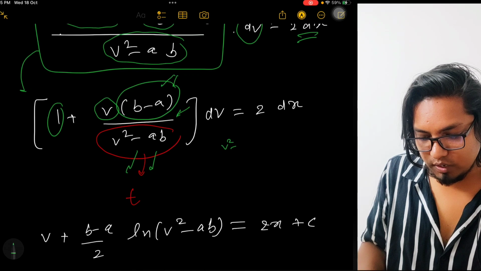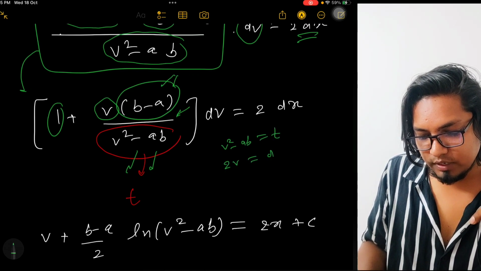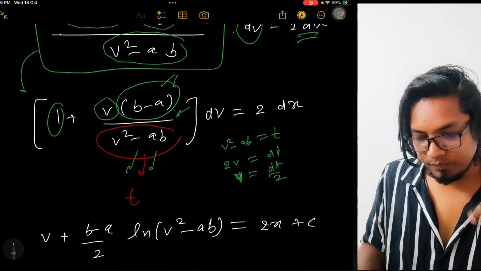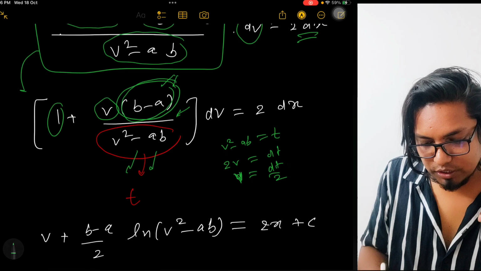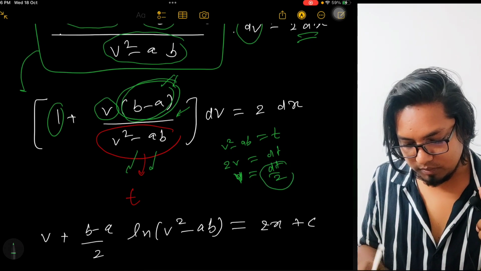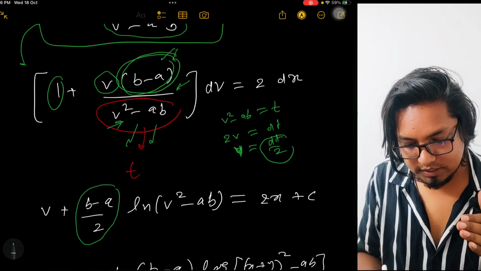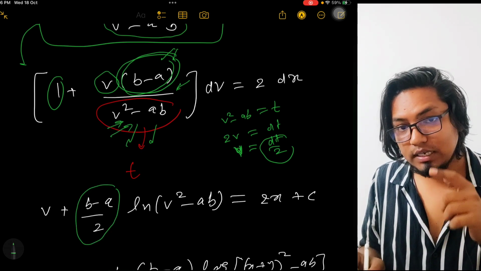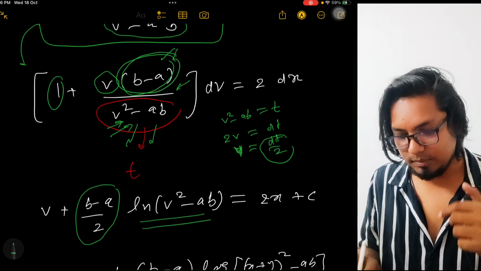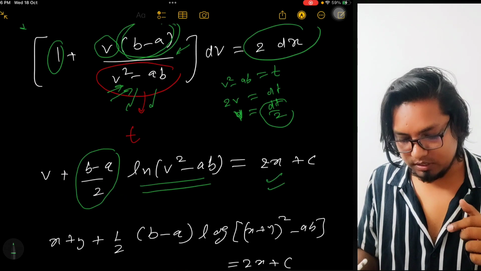See, v square minus ab, I am saying to consider as t. So 2v is equal to dt, so v is equal to dt by 2. This v by a is constant. Don't look at that; let that constant be there itself, and dt by 2 will come. That's why this b minus a by 2 is coming here. And this will become ln of t. That t I will further write as v square minus ab. And then 2dx I will integrate as 2x plus c.